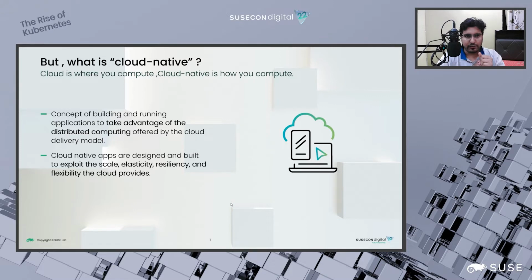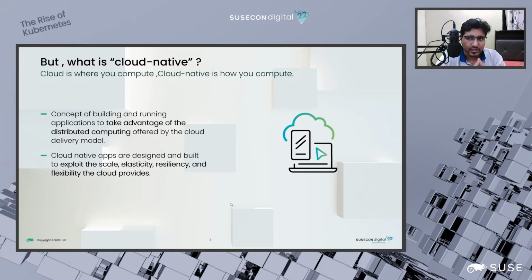What is cloud native? This is very important. We can consider that cloud is where you do the computing, and cloud native is how you do the compute. That is the most important. Cloud native architecture is a model of building and running applications which take the full advantage of the distributed model that is offered by the cloud system, whether it's public cloud or private cloud.